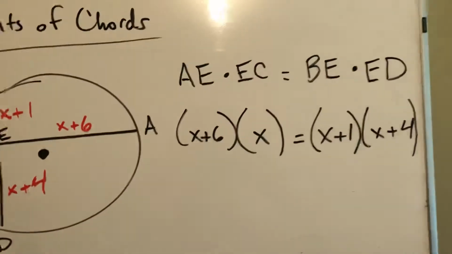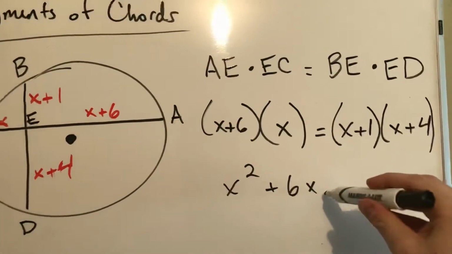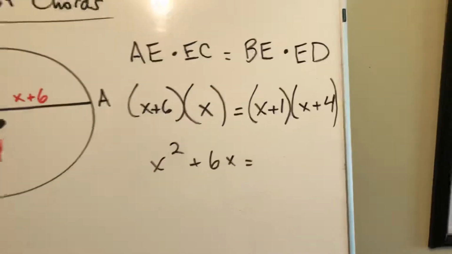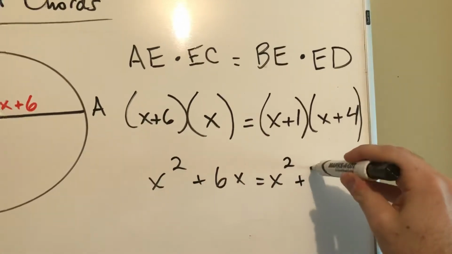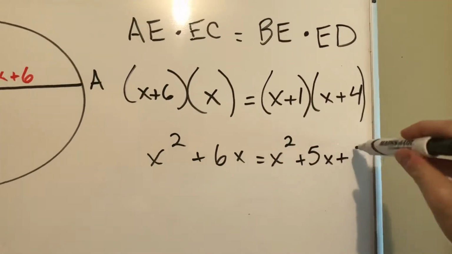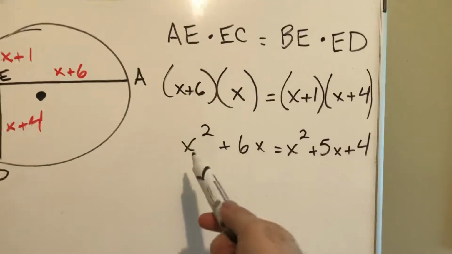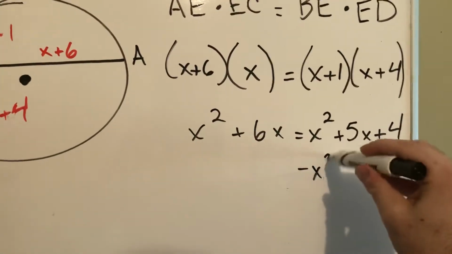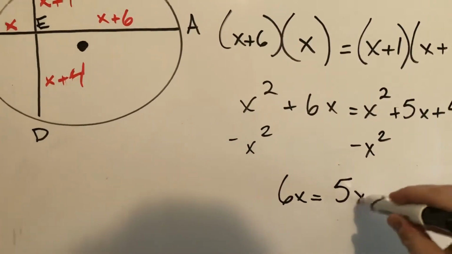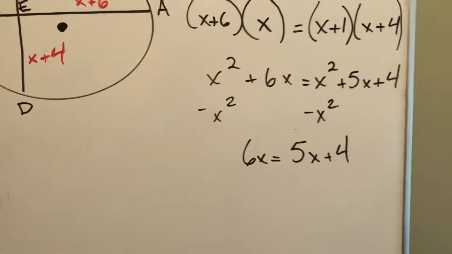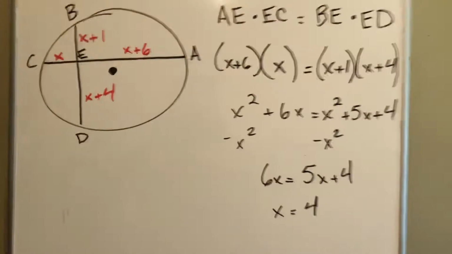Let's see what happens. When we distribute x to x plus 6, I have x squared plus 6x. And I'm going to FOIL this right here. So I get x squared. I have x times 4 and 1 times x. That's going to be plus 5x. And 1 times 4, which is 4. Now, it looks a little bit more complicated than it is because we can take the x squared terms and subtract them from both sides. That's all that remains, so subtract 5x from both sides and you get that x equals 4.